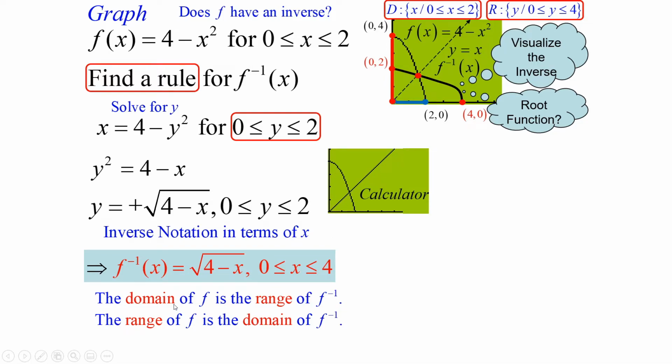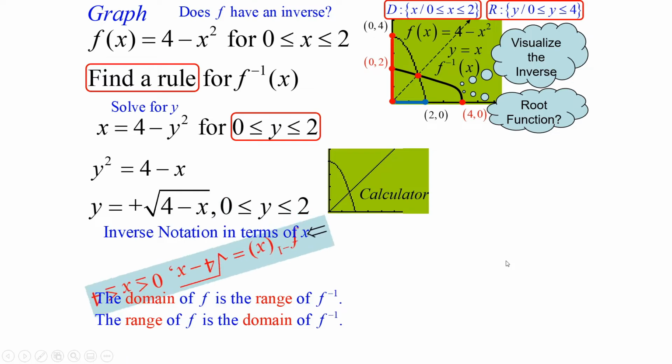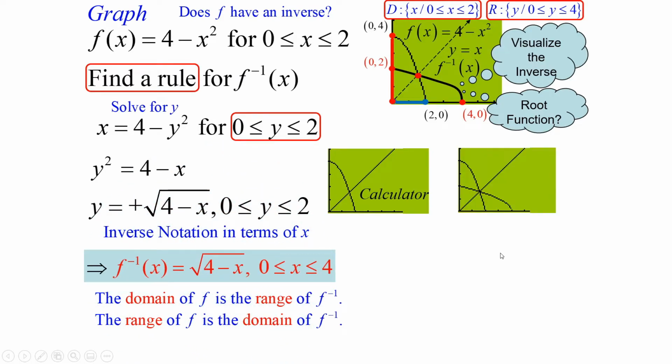Now, if I graph y sub 2 is root 4 minus x, and I do the interval from 0 to 4, look at what I get right there. The perfect reflection of my original function. Hey, that's almost as good as the one we drew by hand up above, too.